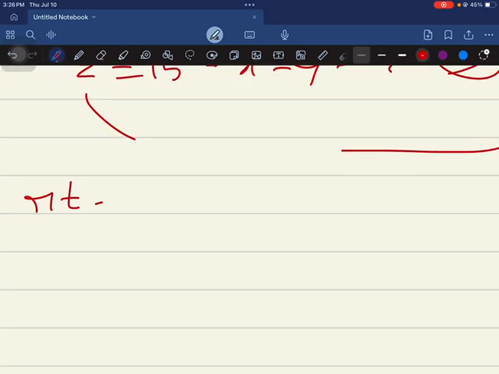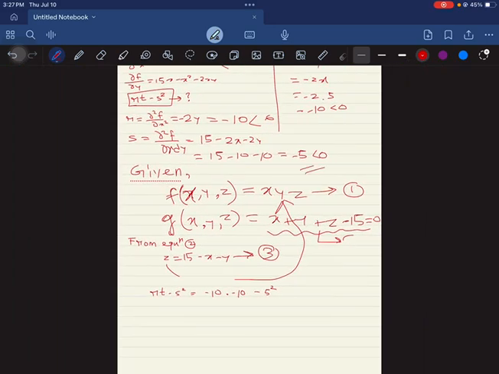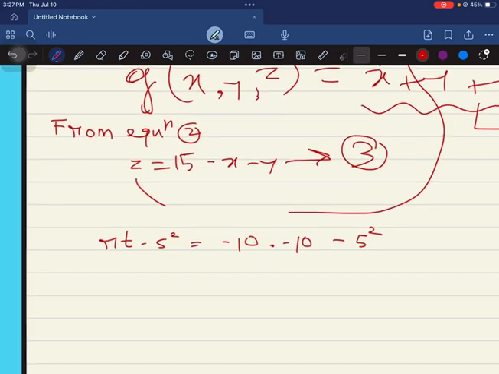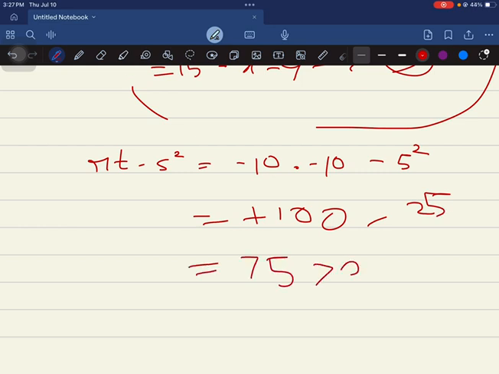rt minus s square is equal to minus 10 into minus 10 minus 5 square. Since the value of s we got as minus 5, and the value of r is minus 10 and t is minus 10. Yeah, t is this one and r is this one. So this is equal to 100 minus 25, which is 75, which is greater than 0.